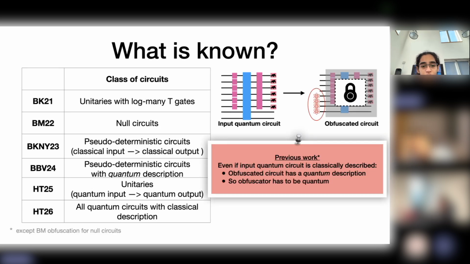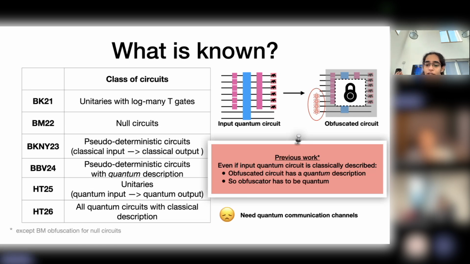An interesting property of all the previously known obfuscation schemes, with the exception of BM22, is that even if the input circuit has a completely classical description, when you obfuscate it, it turns out to need a quantum auxiliary state to be able to evaluate. So this obfuscated circuit no longer has a classical description. In particular, the obfuscating algorithm itself has to be quantum. This was true for all the previous work except for Bartusek and Malavolta 22, who constructed obfuscation for null circuits. Null circuits just always output 0 on all inputs. But for more expressive classes, this was always the state of affairs.